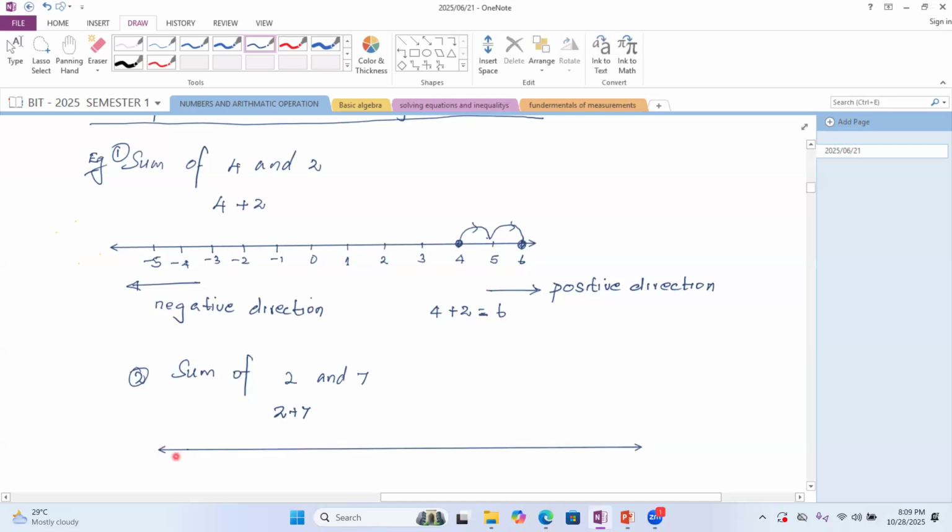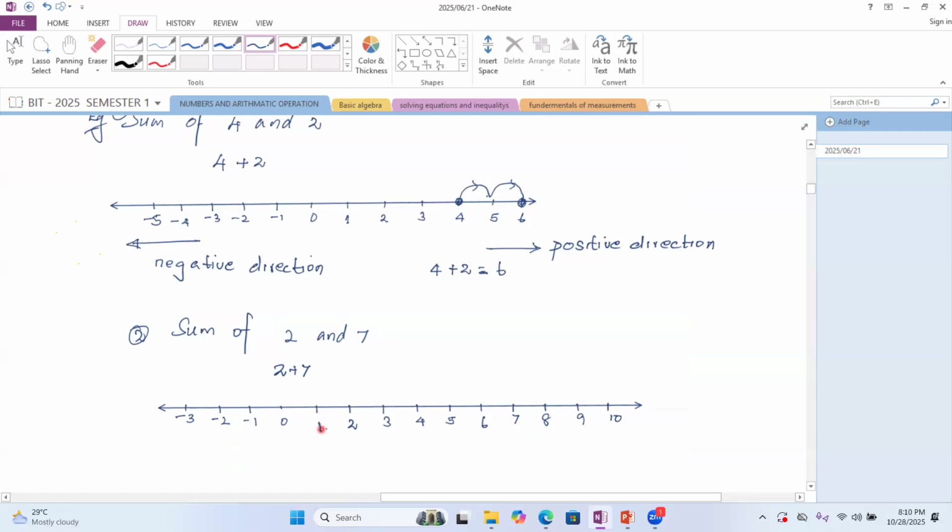Then here's the minus 3 and minus 2 and minus 1, 0, 1, 2, 3, 4, 5, 6, 7, 8, 9, 10. Right?